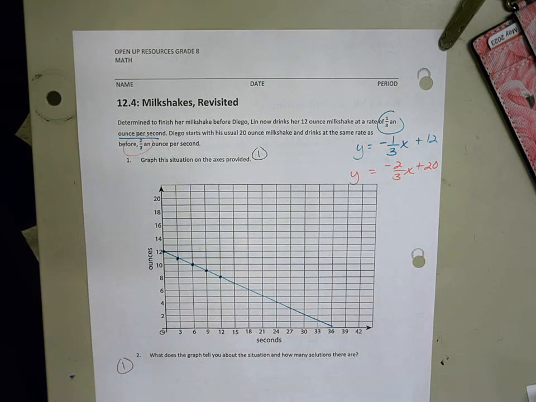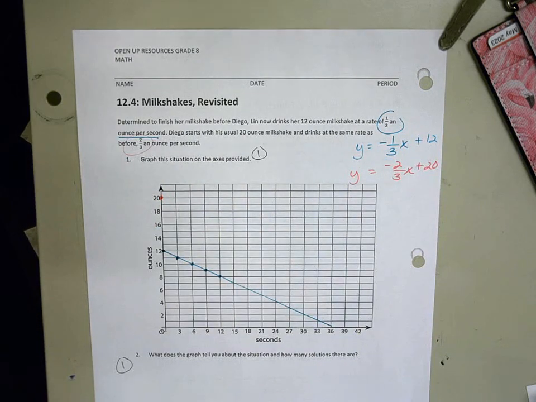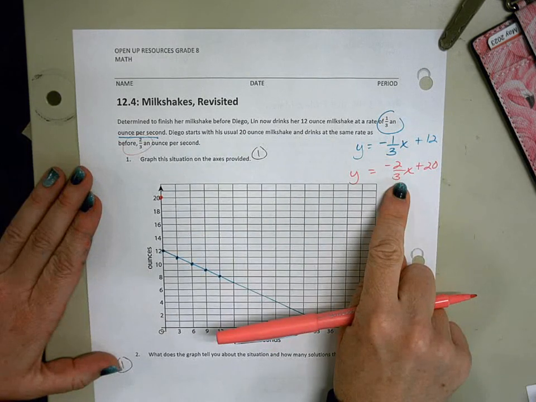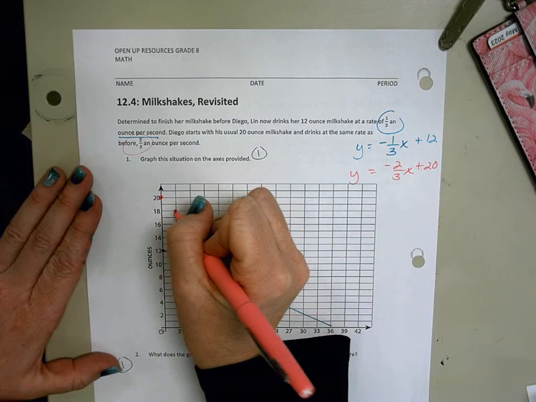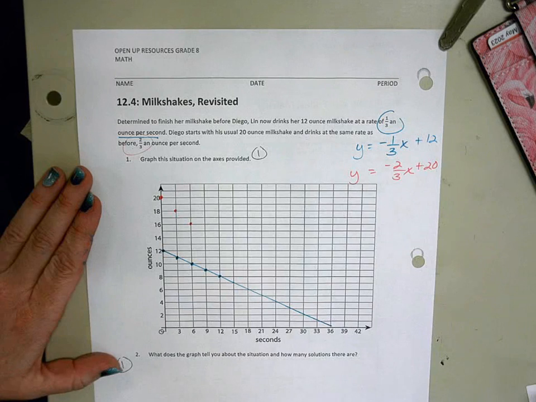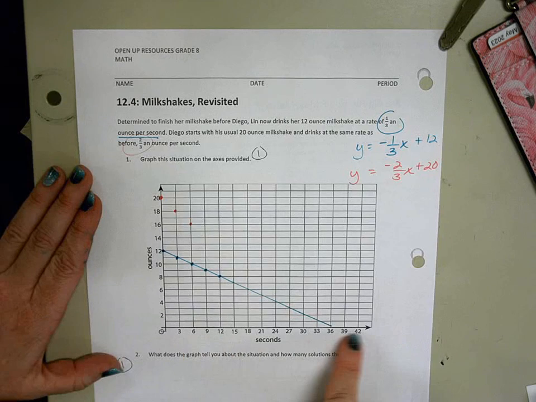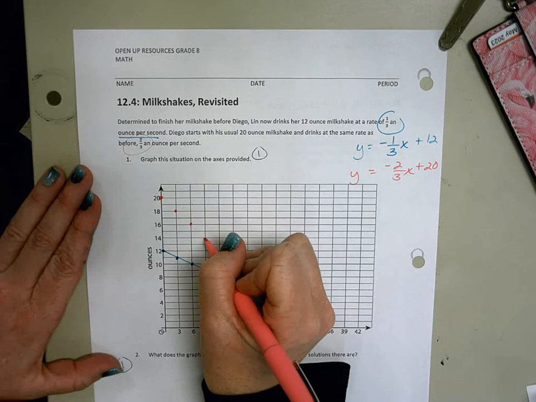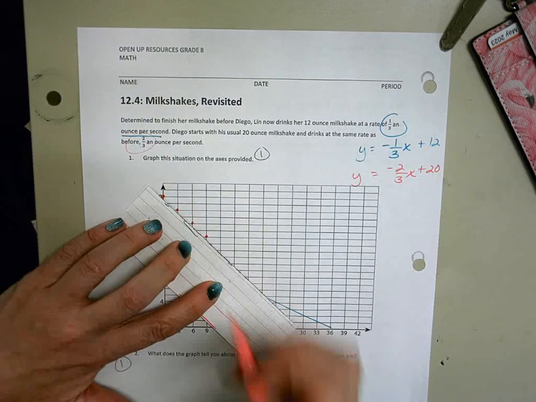For Diego, he's starting with 20 ounces. And for Diego, if I substitute 3 seconds into the equation, I'm going to get -2. So for every 3 seconds, he's decreasing 2 ounces. I do worry that he might get a little bit of a brain freeze. Now someone might ask, why aren't you going over 3 and then down 2? Because my intervals here for my seconds, I'm counting by 3. So every 3 seconds, he's decreasing 2 ounces. That seems like enough points for me to bring in my straight edge.